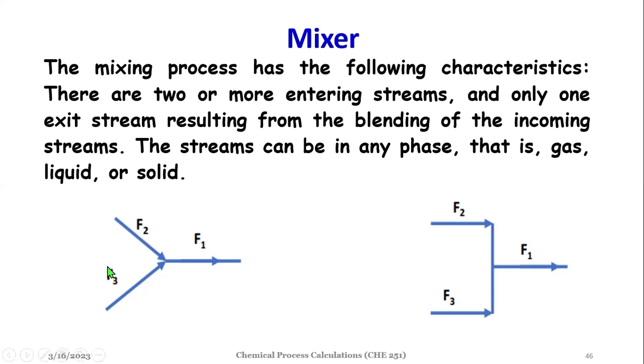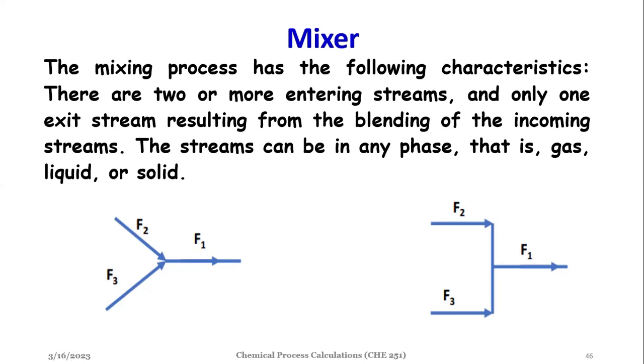So we have here F2 and F3. If they had the same composition and I mix them, the composition is not going to change. Let's say F2 was 30% salt, 70% water, and F3 is also 30% salt, 70% water. When I mix them to get F1, it is still going to be 30% salt, 70% water, especially if they have the same mass flow. If they are the same stream and I'm mixing them, the composition doesn't change. But if they have different compositions, then the composition can change.